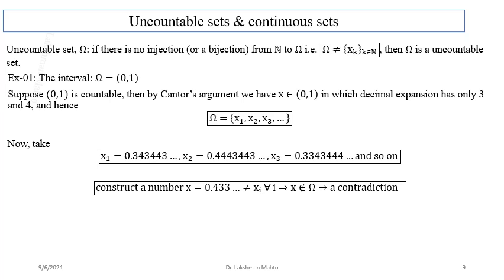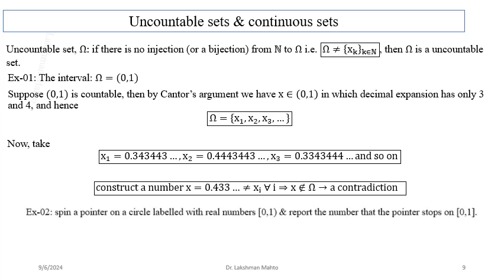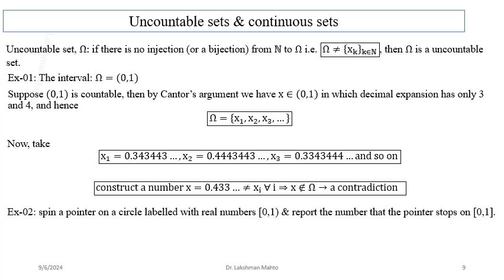Are you getting the meaning of uncountable set? If you don't, just read it two or three times and ask me questions, then I will answer again. Like a spin, a pointer, like in a casino. In some movie you might have already seen that. I'm not asking you to visit a casino, but in Hollywood, Bollywood or Indian movies you might have seen one. In a casino, there is a game where a pointer moves, and after that movement, it will stop at some point.